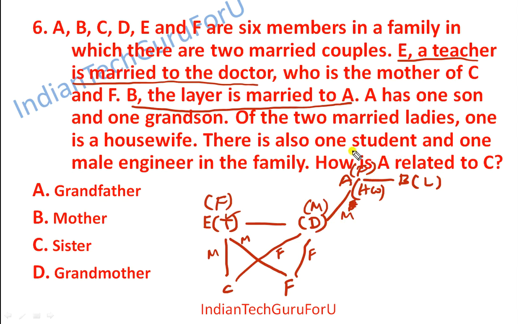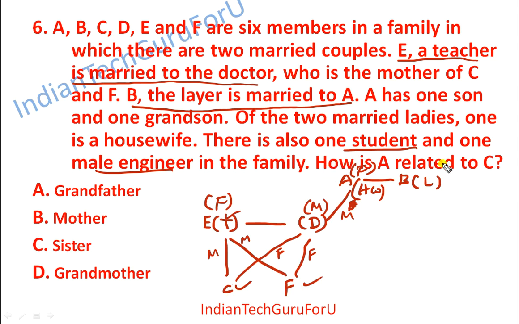There is also 1 student and 1 male engineer in the family. Already all the remaining portfolios have been given. E is a teacher and there is a doctor, there is a housewife, there is a lawyer. So C and F have not been assigned any role. So that is why this student as well as male engineer will be either C or F. Either C is a student or F is a student, vice versa. C might be the male engineer, F might be the male engineer. Okay. We don't know exactly.